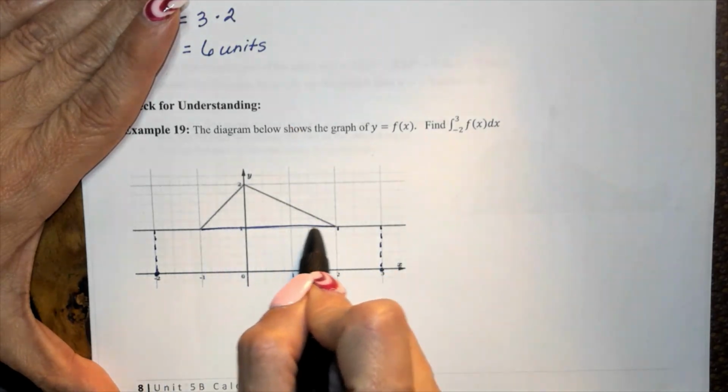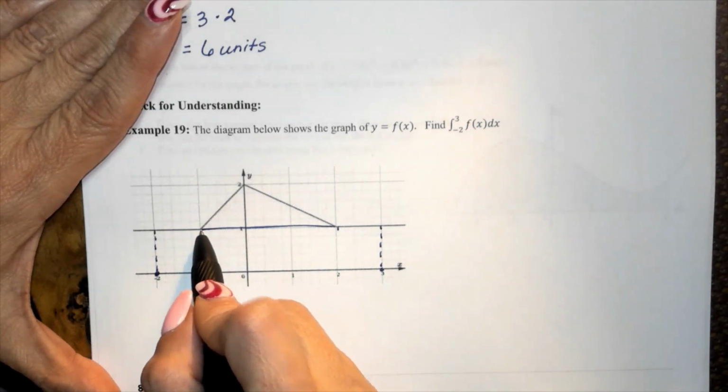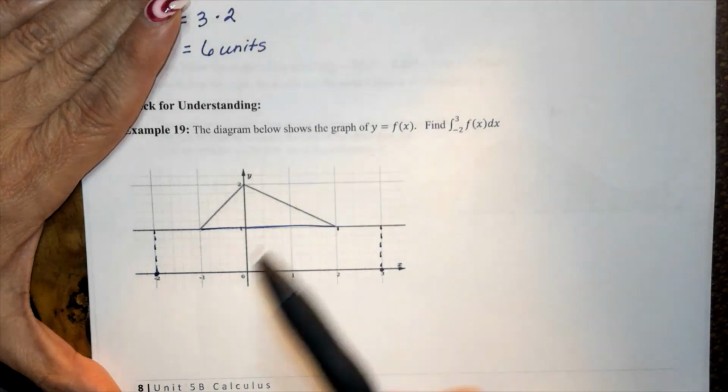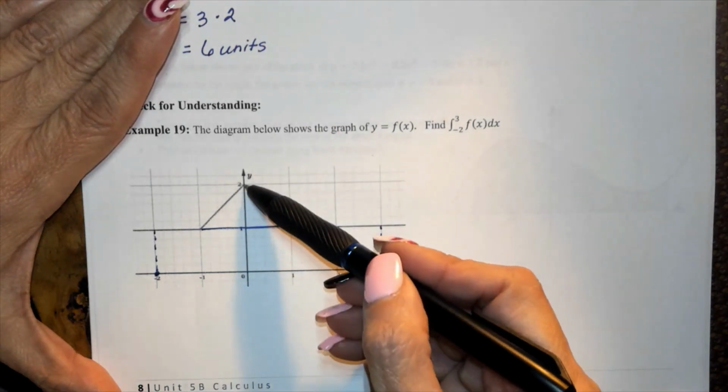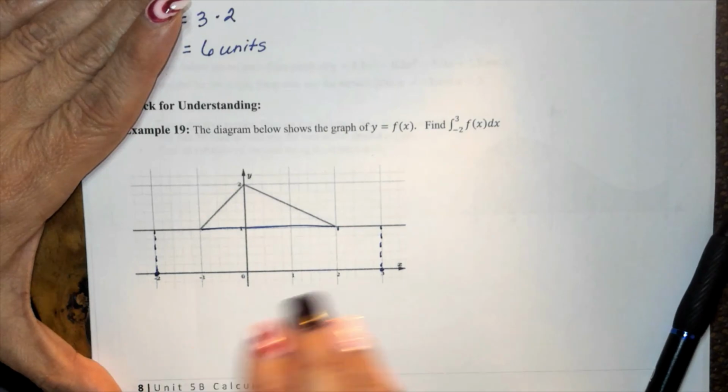But let me remind you, when you do 1/2 base times height, here's your base. You can see your base is 1, 2. Your base is 3, right? What is the height? Because that's what I totally missed. You can just look at it and see how tall it is. And if you're thinking from here to here, you would be correct. Okay? 1/2 base times height to find the area of the triangle. You can find the area of this, and then you're going to work it from -2 to 3.